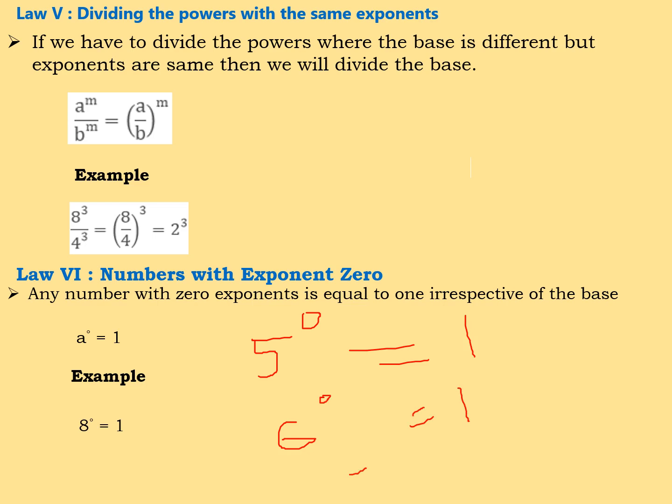Minus 3 by 2 to the power 0 is also 1. Just have to keep in mind any number to the power 0 is always 1. Clear? Always remember this. So if they are asking 5 to the power 0 into 6 to the power 0 into 7 to the power 0 is how much? That is anyways 1.